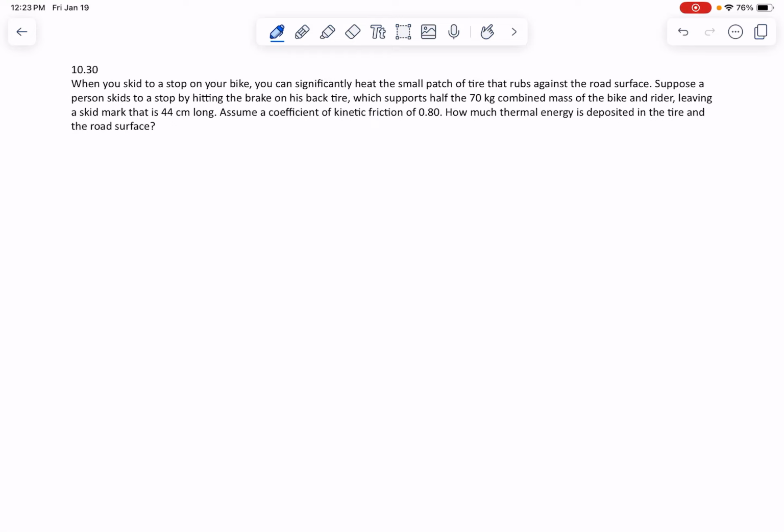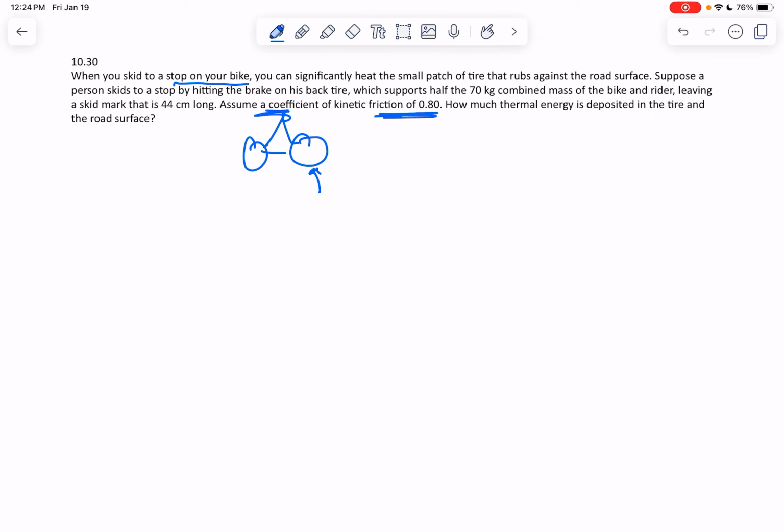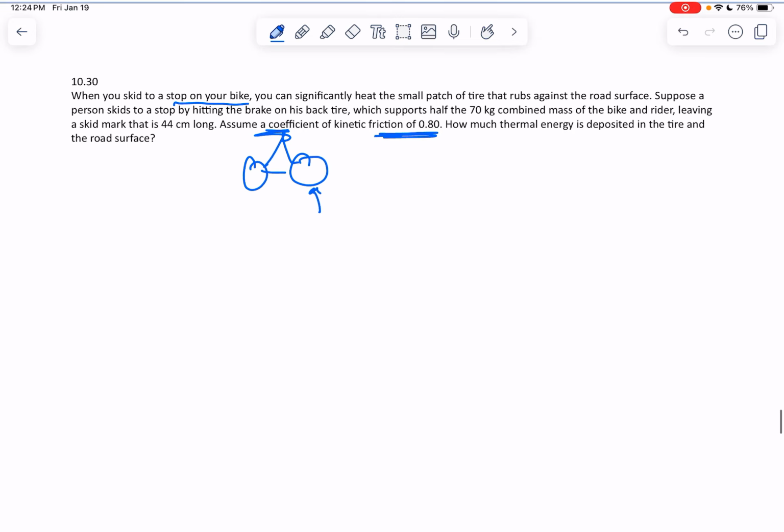Probably can't to read this question. You're skidding on your bicycle. So you've got the tires on the bike and you skid to a stop, and a certain portion of the rubber gets heated up by friction. And we know the coefficient of friction. So the question is, how much thermal energy?